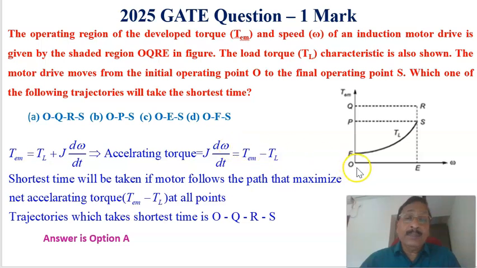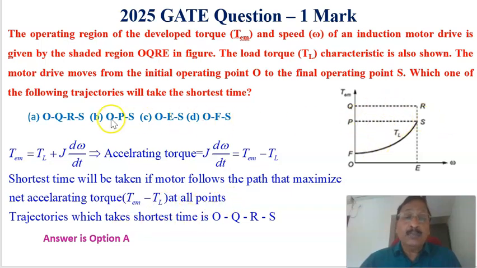Now, the question is that the operating point is moving from the initial point O to S in the shortest time. That is, the shortest time will be taken if the motor follows the path that maximizes the accelerating torque. J d omega by dt being maximum means that the difference between the electromagnetic torque developed by the motor and the load torque should be maximum. If that difference is maximum, J d omega by dt will become maximum. That indicates that the time will be the minimum, or the shortest time will be available.